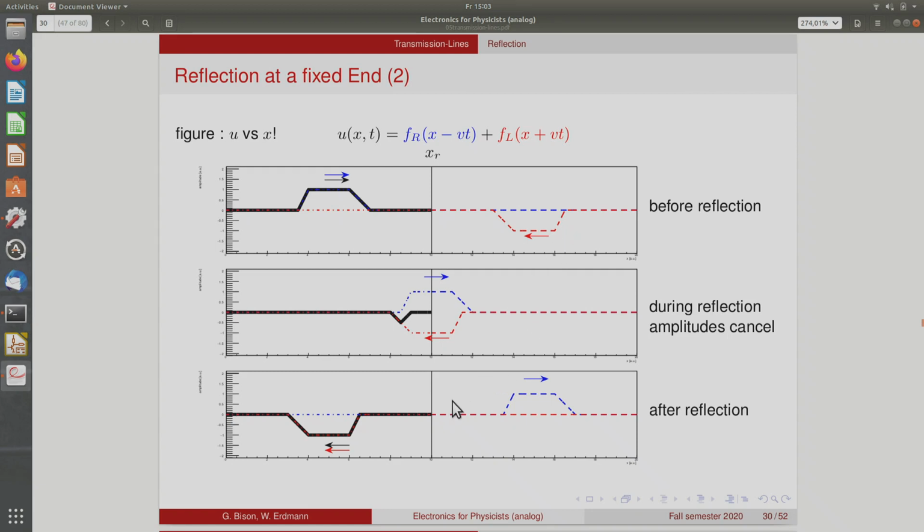So what we have after the reflection is that the incoming wave, if this was a real transmission line, would go to the right, but it's not there. The only thing that's left is the one that's coming from the right, now traveling in this direction. So we have a reflection at the fixed end, and it creates a mirror image of the incoming wave with the inverted amplitude.